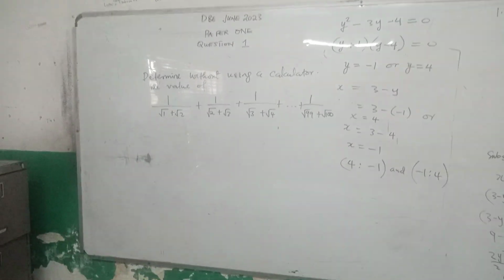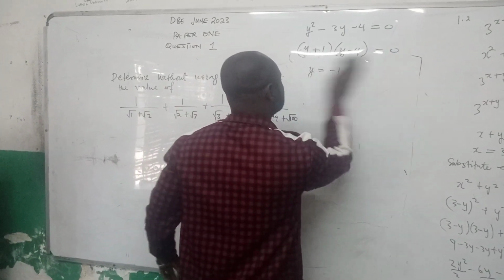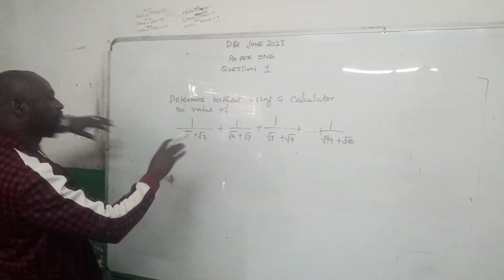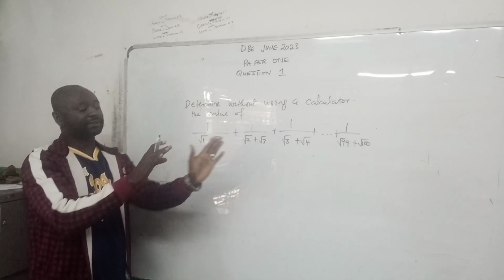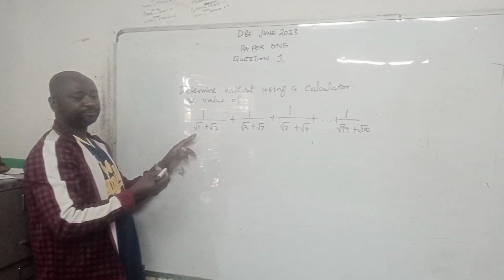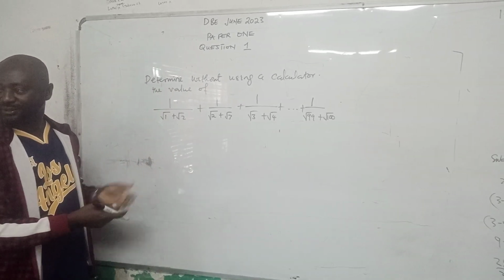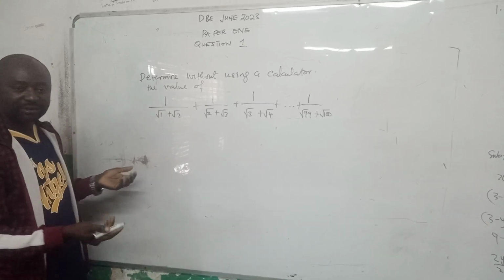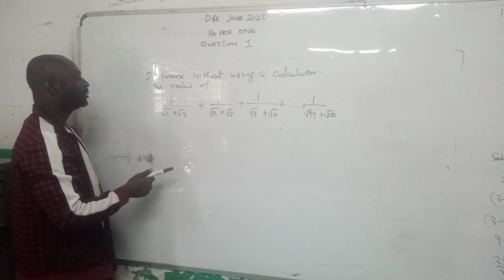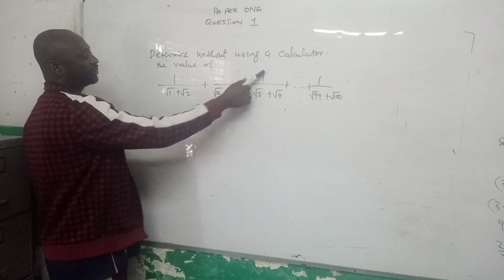I hope we are all there. Let's see how we go about this. It's only 3 marks, but the question looks tough for learners. But if you follow this, you see that it is the sum of a certain pattern. You see that it's 1 over root 1 plus root 2, 1 over root 2 plus root 3. So we are looking at a sum of roots of natural numbers.